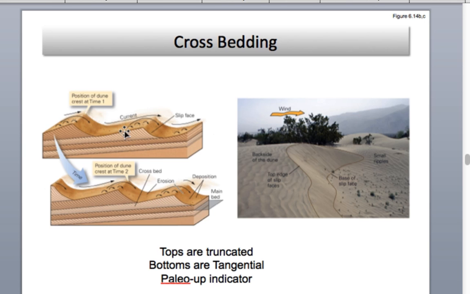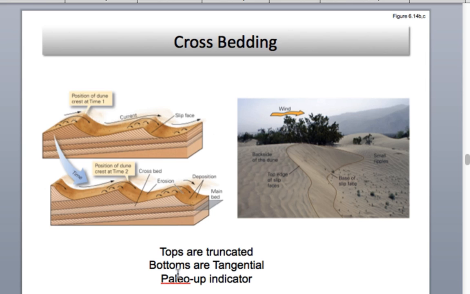What we're looking at here is a dune migrating over time. The tops of the crossbeds are always cut off. See how these end at an abrupt line? That's because there's erosion going on when the next crossbed comes over it. And the bottoms always curve down; see how they slope down to meet the bottom. The bottoms are said to be tangential, where they slope down, but the tops are said to be truncated because they're cut off by the next series of crossbeds coming over.